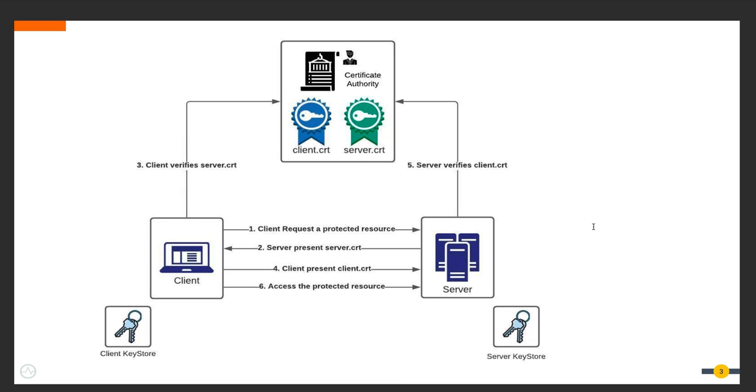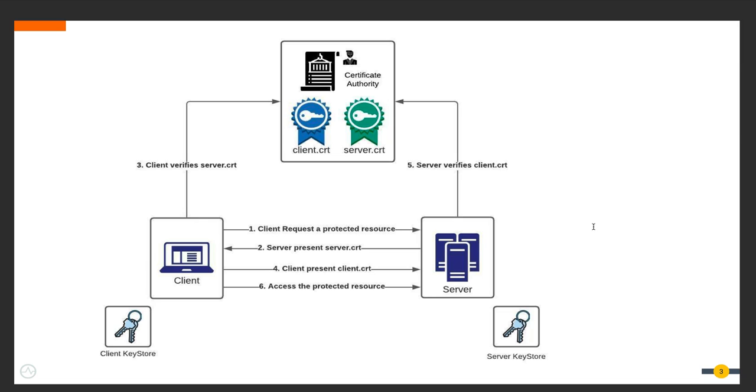Mutual SSL is also called two-way SSL. In this scheme, the client authenticates the server and the server authenticates the client by means of digital certificates. Both the client and the server will have their own certificates issued by a certificate authority. And the server will have protected resources which the client is interested in.